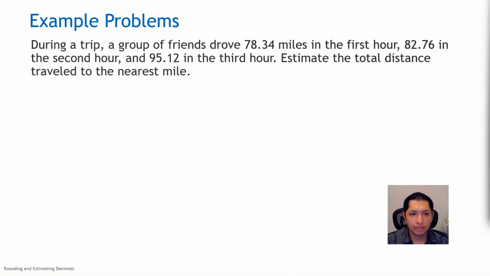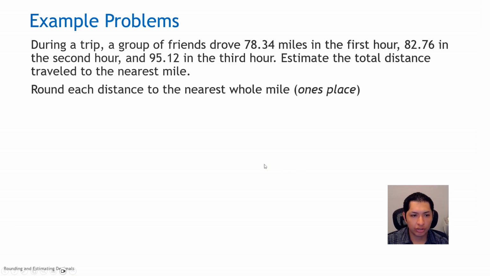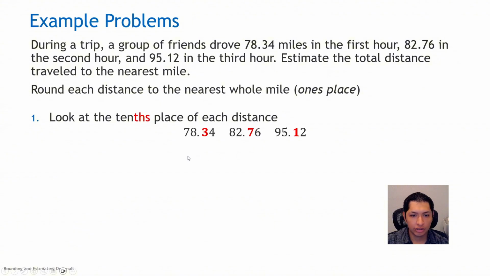Here's another example. During a trip, a group of friends drove 78.34 miles in the first hour, 82.76 in the second hour, and 95.12 in the third hour. Estimate the total distance traveled to the nearest mile. Here, we are going to round each distance to the nearest whole mile, and again, this is the ones place. We are going to look at the tenths place of each distance that we are estimating. So if we look at the three numbers provided, we are going to look at the tenths place of each, so 3, 7, and 1 accordingly.